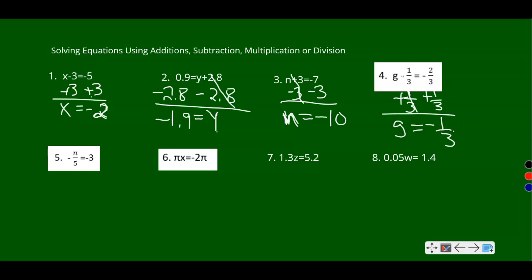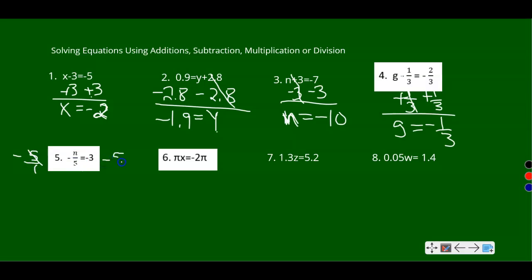All right, number 5, we've got negative n divided by 5 equals negative 3. So we have division. The inverse of that is multiplication. I need a positive n, so a negative times a negative is a positive. So I'm going to multiply both sides by negative 5. It's really negative 5 over 1, so this cancels. Negative 1 and negative 1 become positive, and that leaves just n.